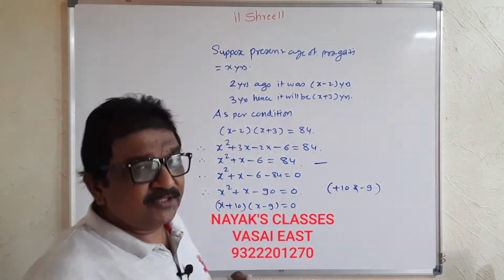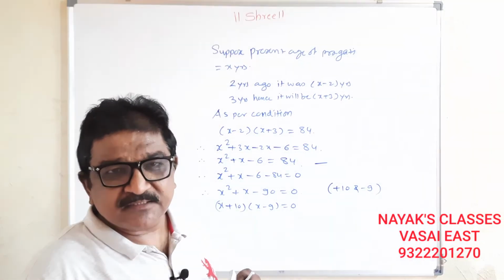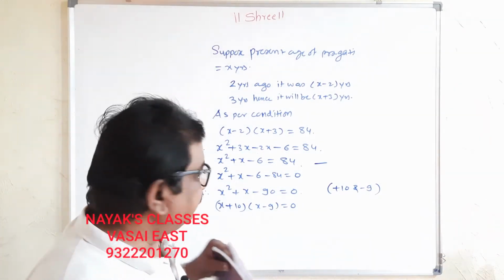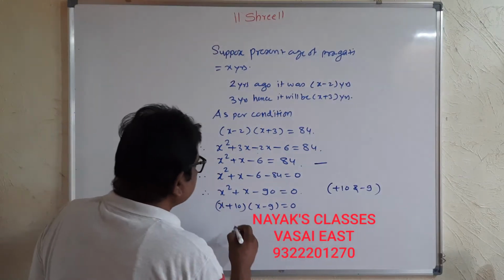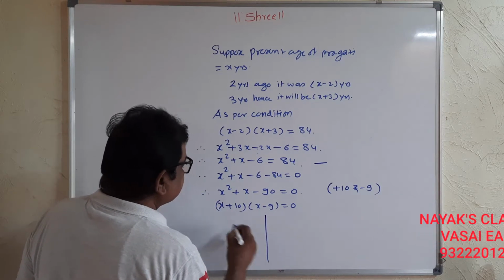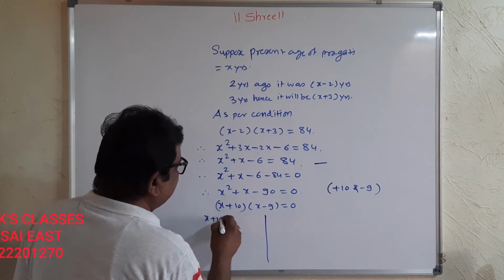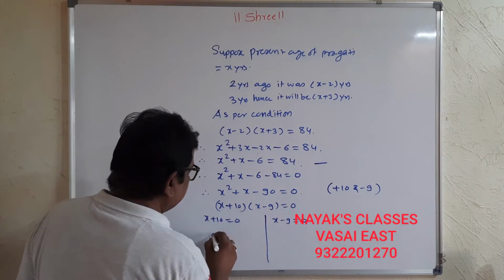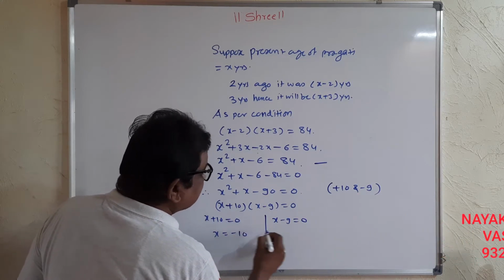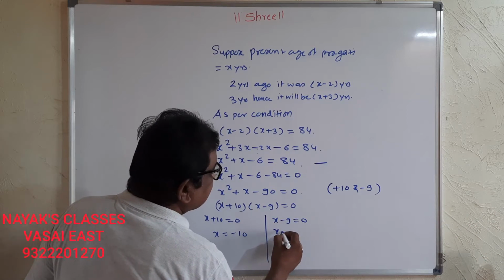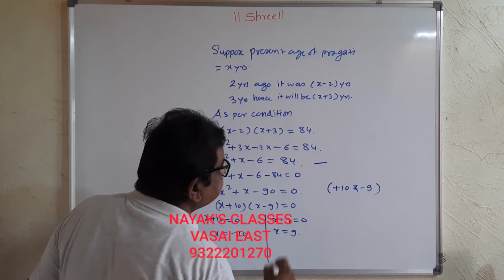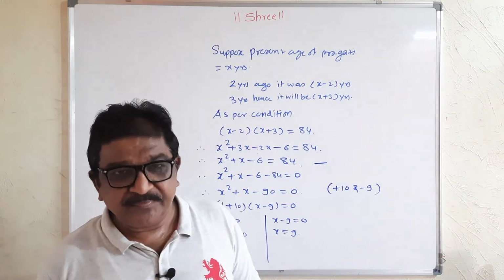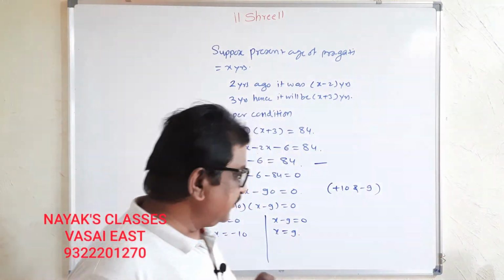This is SSC. You don't have to show all the things, splitting and all the things. That was in childhood. So directly you have taken. So now x plus 10 is equal to 0 or x minus 9 is equal to 0. Therefore, x is equal to minus 10 and x is equal to 9. So age cannot be negative.